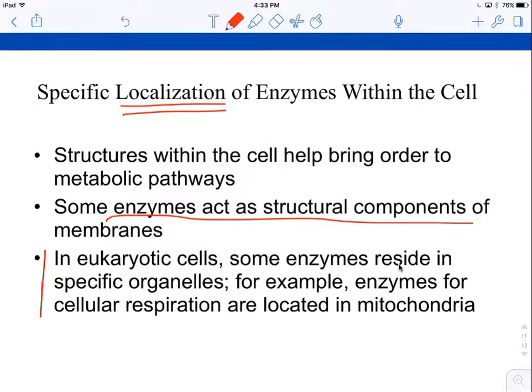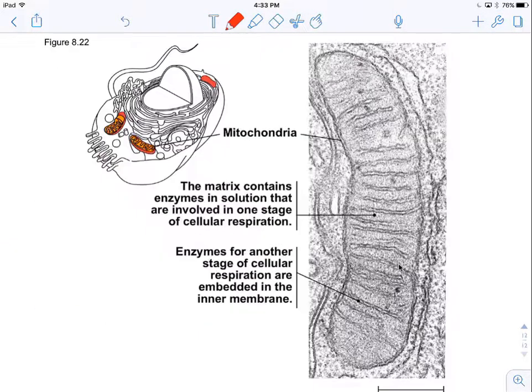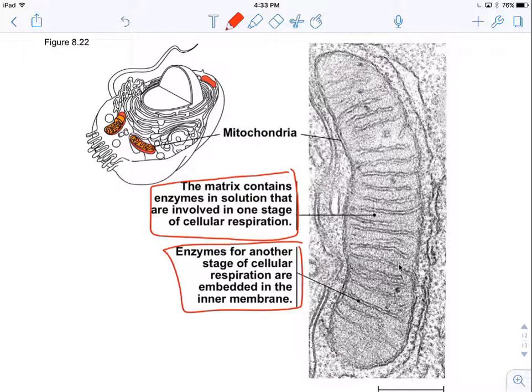In eukaryotic cells, enzymes reside in specific organelles. For example, the enzymes for cellular respiration are located in the mitochondria. If we look at our mitochondria, there are certain enzymes that are in the matrix and different enzymes that are embedded in the membrane. That helps us to compartmentalize those two specific pathways and make them easier to control.